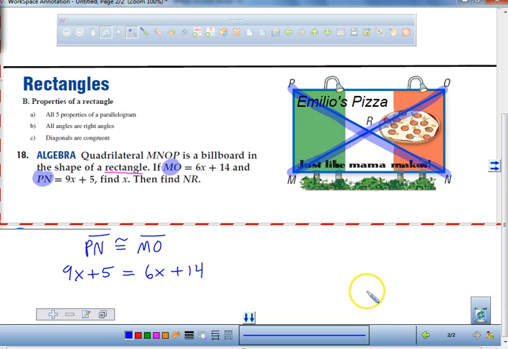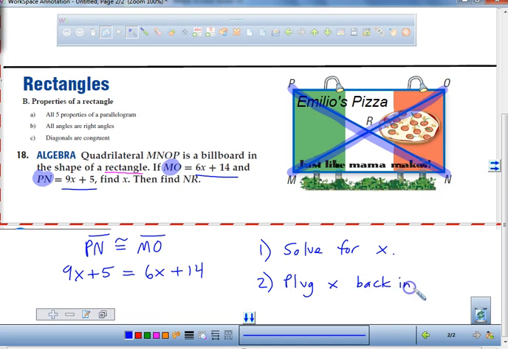So here's what I want you to do. I want you to set this equal to this, and I want you to solve for x. Go ahead, on your own. Solve for x. That's step number one. Step number two, plug x back in, right here or here. If you do that, you will find the distance from P to N or from N to O. And last but not least, you need to find the measurement from N to R.